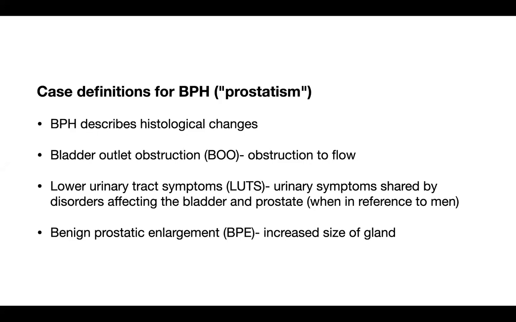But as far as the median lobe is concerned, it only needs a small amount of growth, about 20 grams, to cause obstruction. The other definition, as we have said, is lower urinary tract symptoms, which basically refers to the urinary symptoms that come with affectations of the bladder and the prostate itself, and it is usually exclusive to men. Benign prostatic enlargement is another term that can be used to describe the increase in size of the prostate itself.